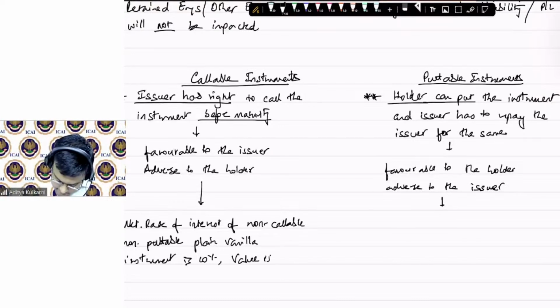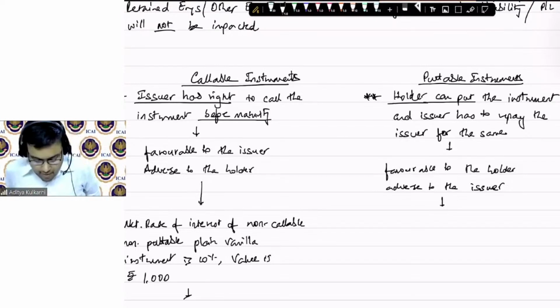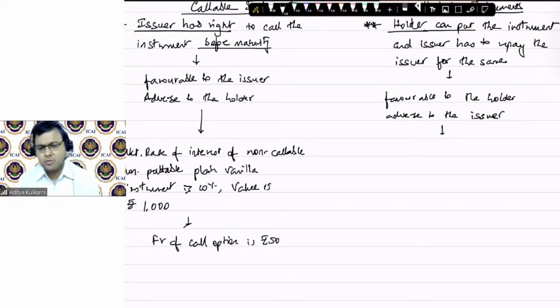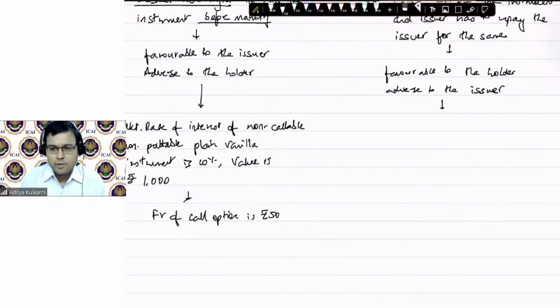Value is rupees 1000. You tell me, okay, now fair value of call option is 50. This will be given in the question to you. You don't have to break your head. So fair value of call option is rupees 50.